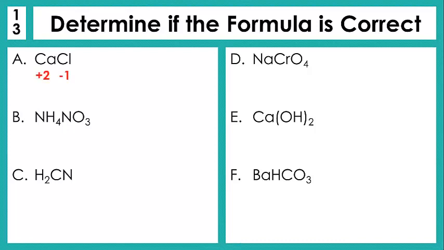So calcium has a +2 charge and chlorine has a -1 charge, meaning I should have 2 chlorines to balance out the +2 of the calcium. So that one was incorrect. The next one, I have ammonium, which is NH4 with a +1 charge, and nitrate with a -1 charge. So that's good. That is charge neutral. The next one, hydrogen has a charge of +1, and there's 2 of them.